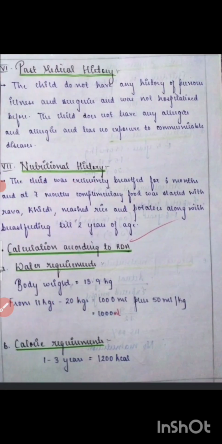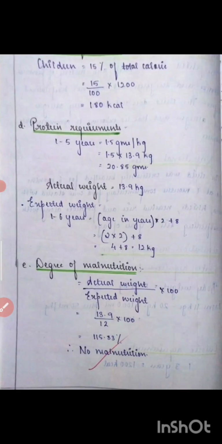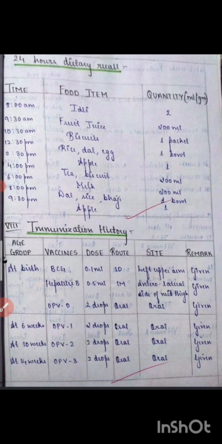So for my baby, this was the calculation. If your baby's weight and age are the same as mine, then you all can do the same calculation. You can copy the same thing. Next comes the 24-hour dietary recall. You have to write what the baby has eaten in the full 24 hours.